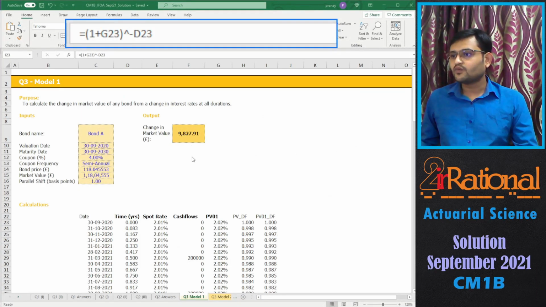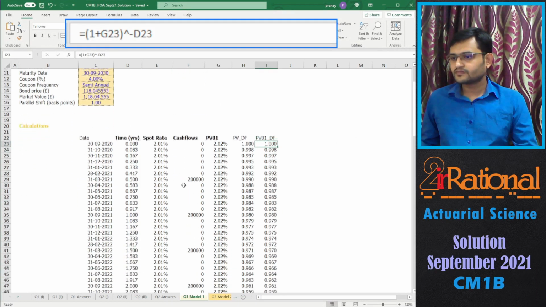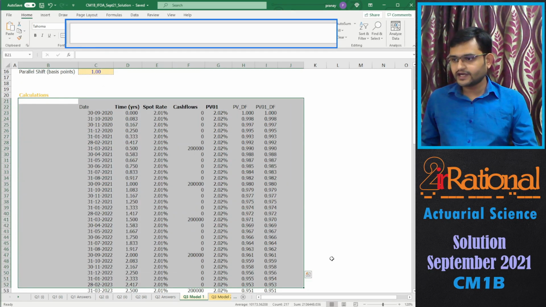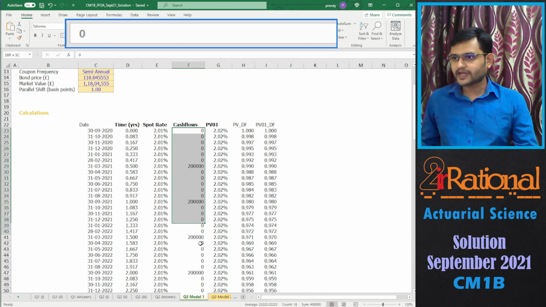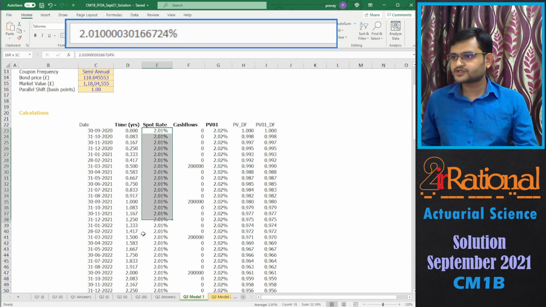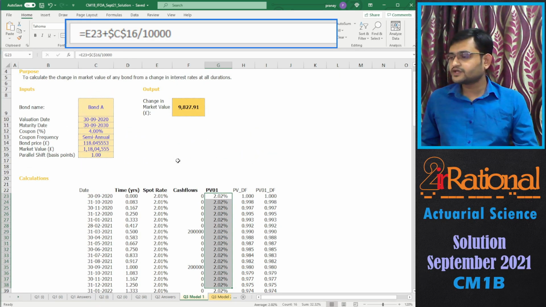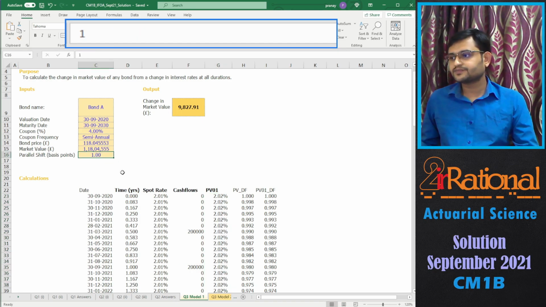So let's see what our model 1 is. In this model 1, you can see there is a detailed table where we have some cash flows. We have spot rates given to us that we can change whenever required, and this PV1 is nothing but PV01, which is the present value after the partial shift of the rate of interest. So 1 basis point, that is 0.01% change. You can see here. Okay, that is what we have here.